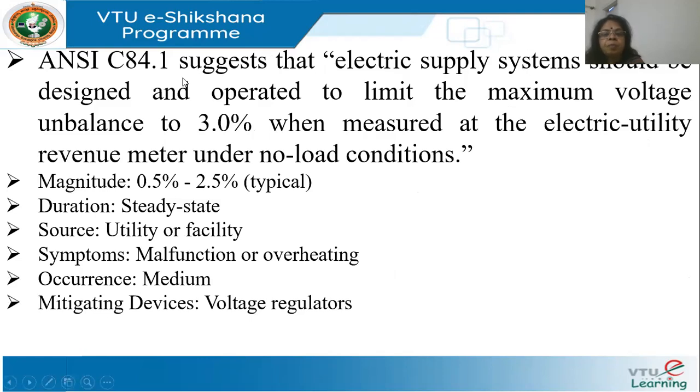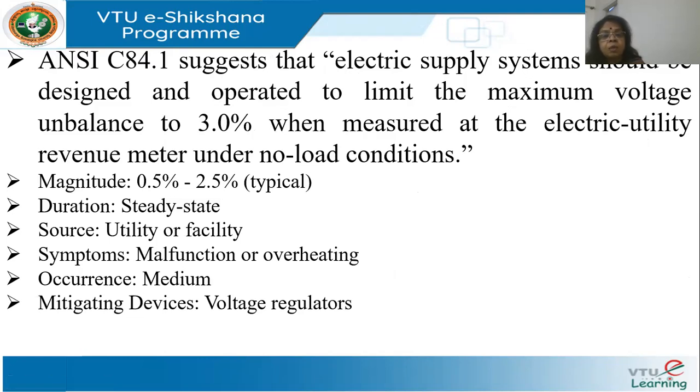Okay. So ANSI standard, yesterday we saw this also when we defined under voltages, over voltages, ANSI C84.1 suggests that the electrical supply system should be designed and operated within a maximum voltage unbalance of 3% under no load conditions. Under no load conditions. Clear?